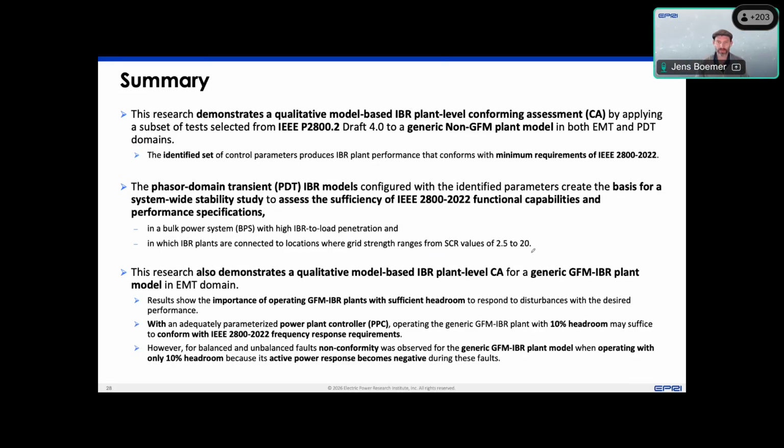Excellent presentation. I think really useful information now that P2800.2 is about to be published soon, and we're all trying to learn what to actually make of it and how to use it. I've seen a few questions in the Slido, which we'll take towards the end of the presentation part.